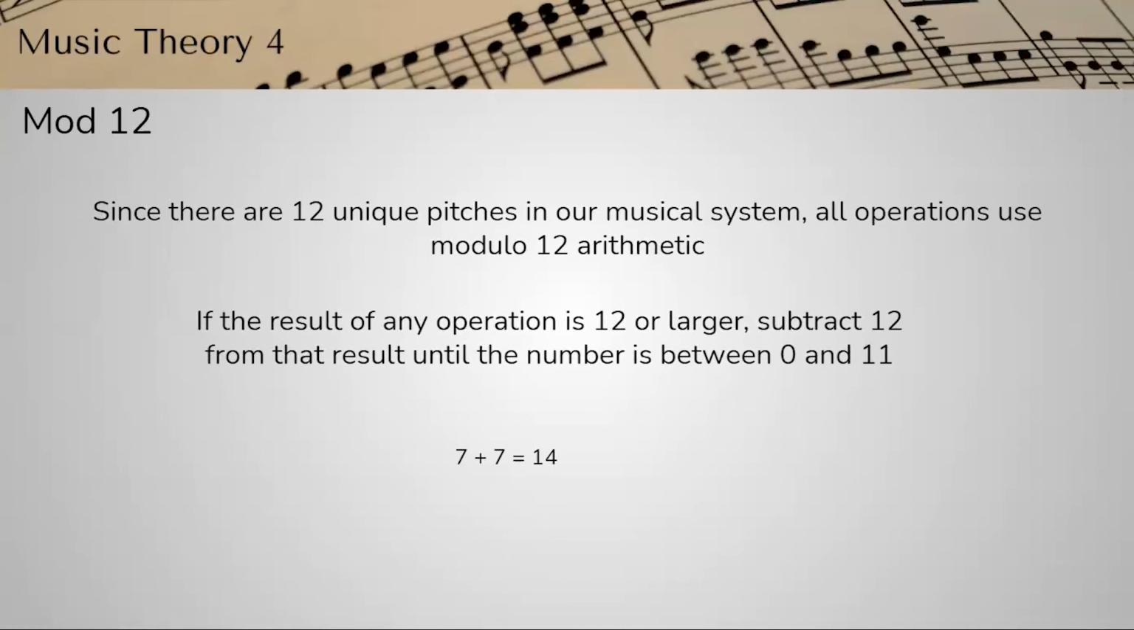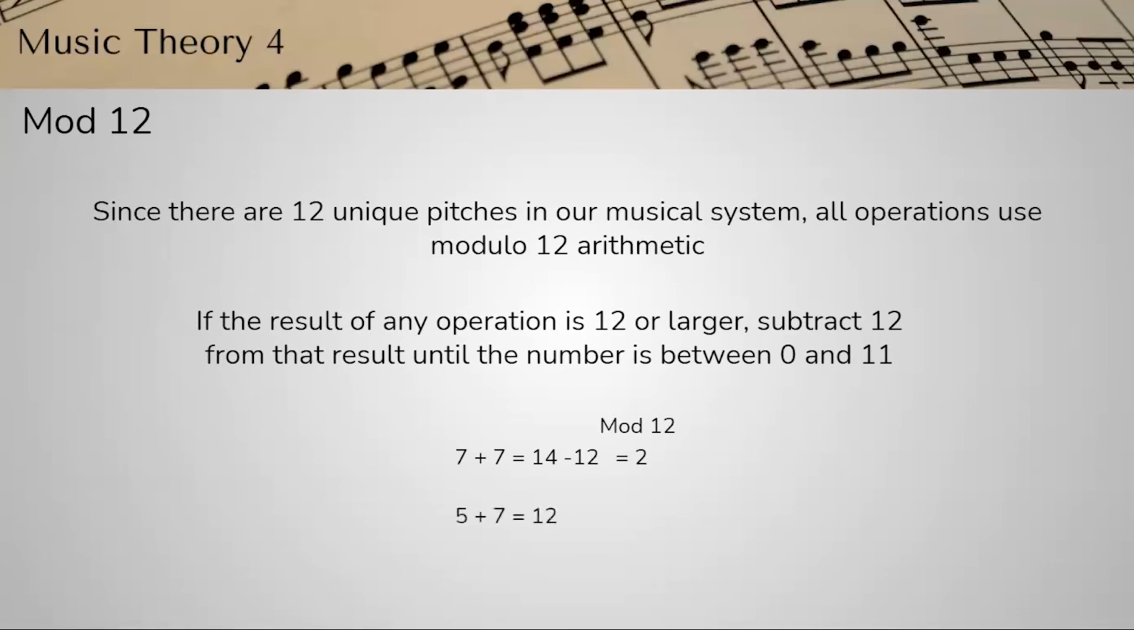So if we do 7 plus 7, that gives us 14. But if we did 7 plus 7 modulo 12, then 12 is the highest we can go before resetting. So what we do is we take that 14, subtract 12 from it, and we end up with 2. So in modulo 12, 7 plus 7 is not 14, it's actually 2.